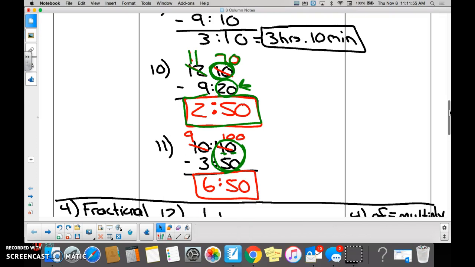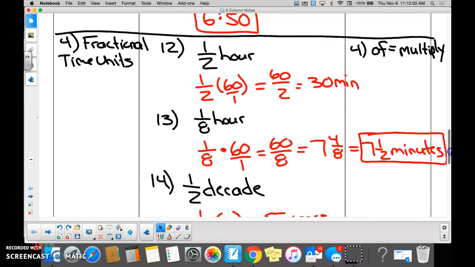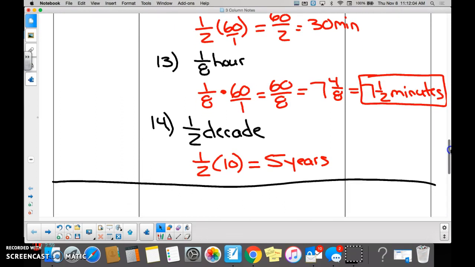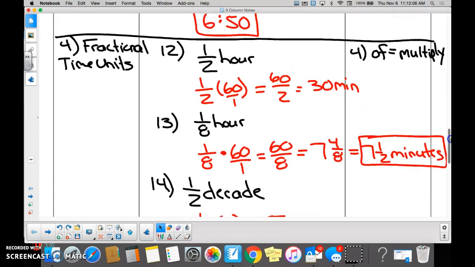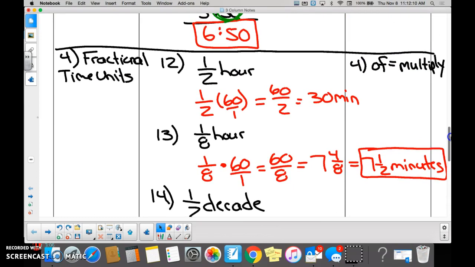And then fractional time units: half of an hour, you guys converted to 30 minutes. An eighth of an hour, you converted to 7.5 minutes. We did the math in red below. Our big learning here is anytime you hear the word of, you multiply. Of means multiply.